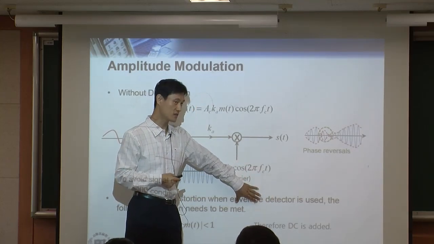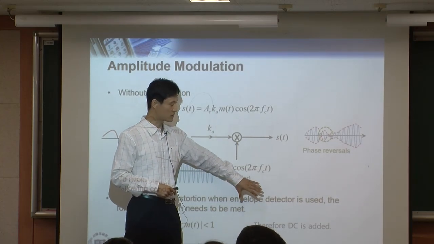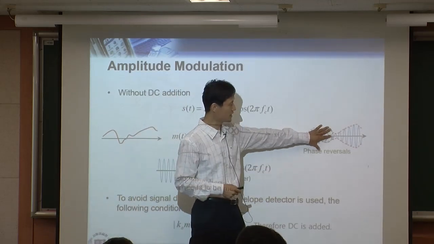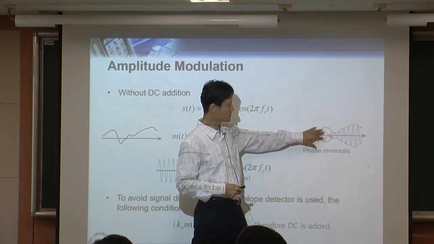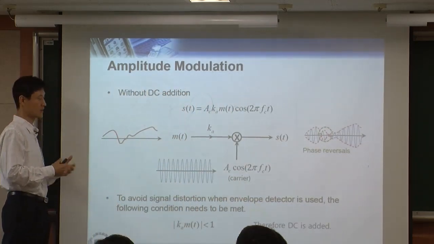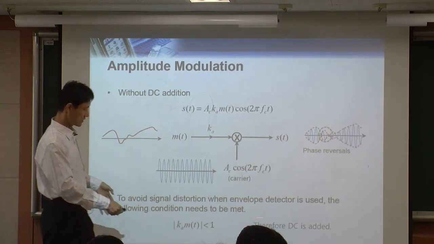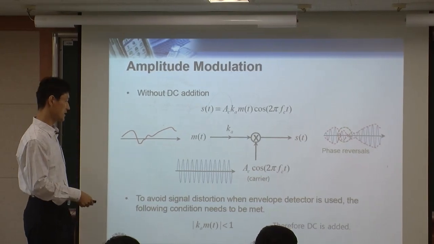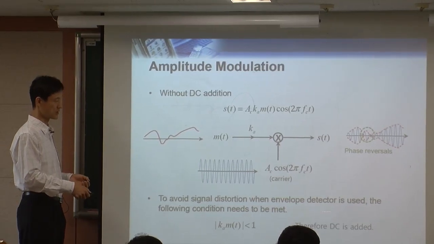So this is what you do at the receiver. This is the simplest receiver, very simple. That's why we want to use this receiver. But if you have this kind of signal, and if you transmit it with the phase reversal, you cannot use the envelope detector at the receiver. So that's why. And this is the condition that you need to meet in order to use the envelope detector.